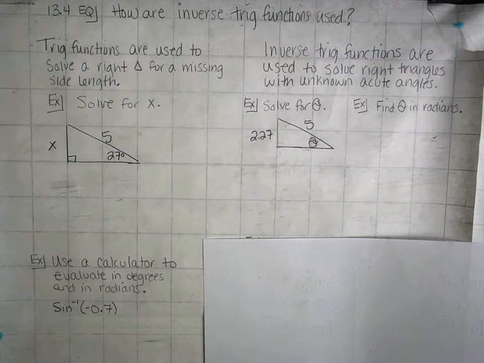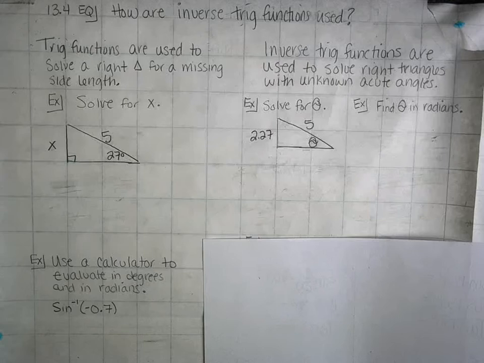Today we're going over section 13.4, and the essential question is, how are inverse trig functions used? So we'll go back to the regular trig functions, and regular trig functions are used to solve a right triangle for a missing side length. So remember, those are the sine, the cosine, and the tangent.